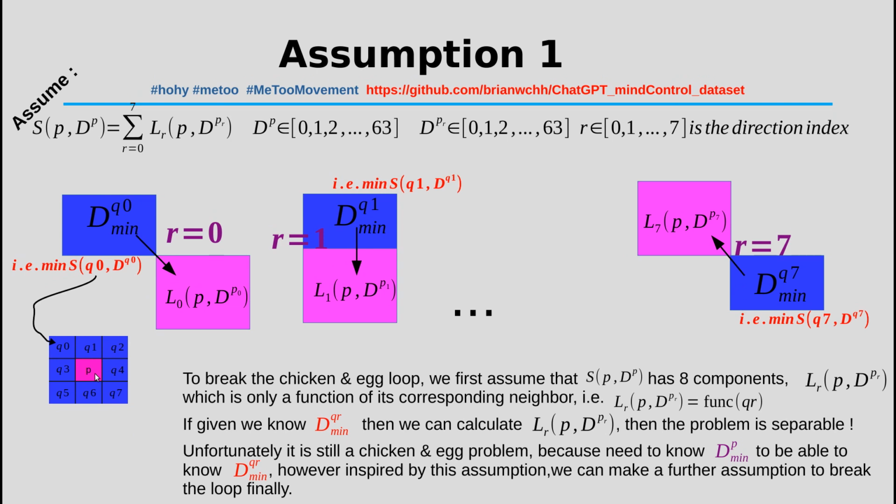So for instance, in what direction? From Q0's perspective, P is Q7, so it's in this direction. So it has a contribution to Q0's L7 component. But now P is unknown, so its component is unknown. So Q0's overall is also unknown. So this is infeasible as well.